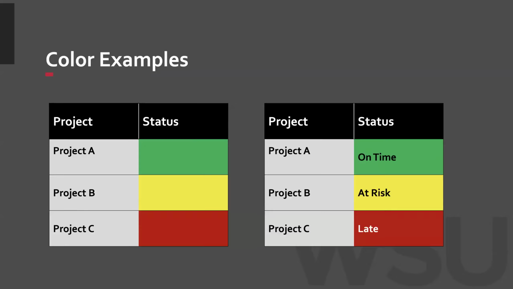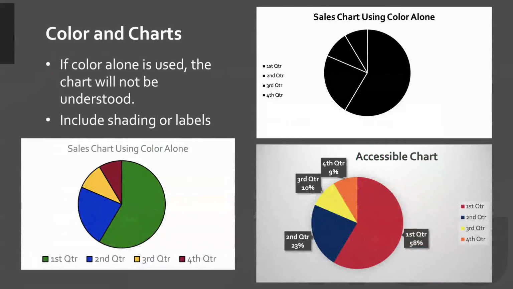So you're using 2 different distinctions in order to convey meaning to the user. That would be accessible. The color and chart slide shows 3 pie charts. One uses only color, another is entirely black to simulate a colorblind view, and the third is accessible, with labels and percentages on each slice. So the next slide is color and chart. I've got some charts here. I just mentioned this before, but if color alone is used, the chart will not be understood. Consider including shading or labels.